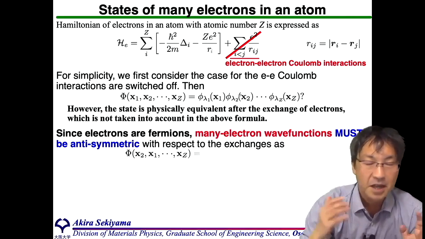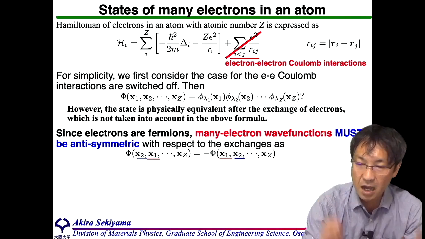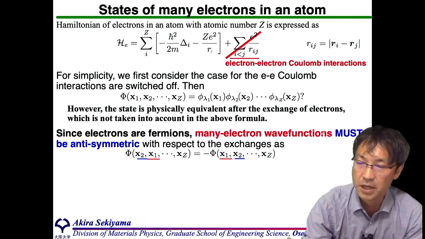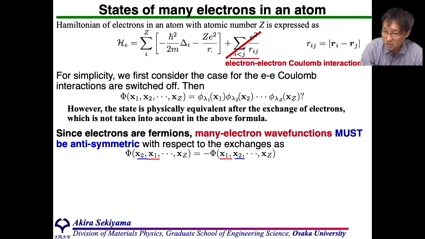So since the electrons are fermions, the many-electron wave function must be antisymmetric with respect to the exchange, like this one. This wave function is expressed after the exchange of electron 1 and electron 2. Such a wave function is minus the original wave function. So this formulation does not satisfy this condition. Therefore, we cannot take this wave function.